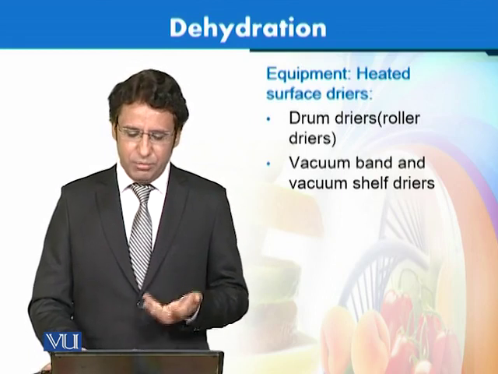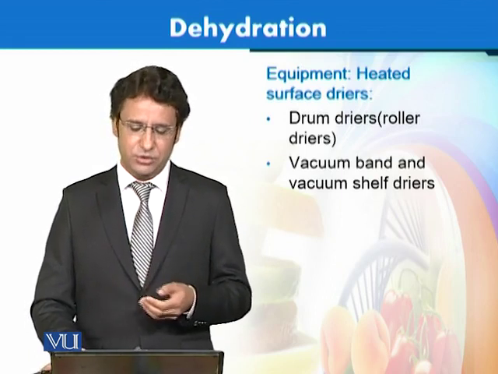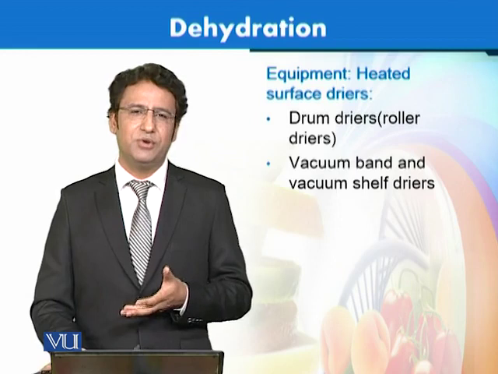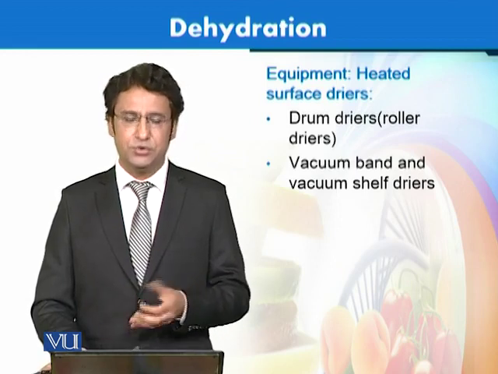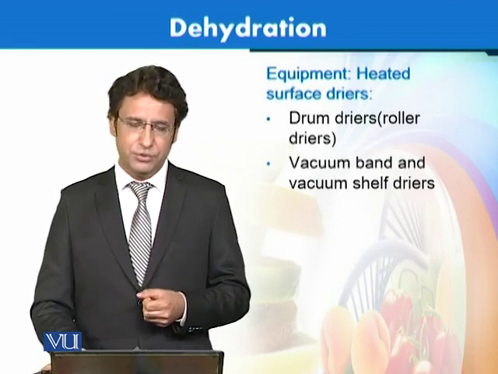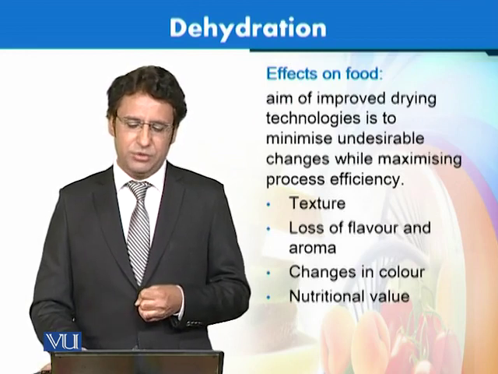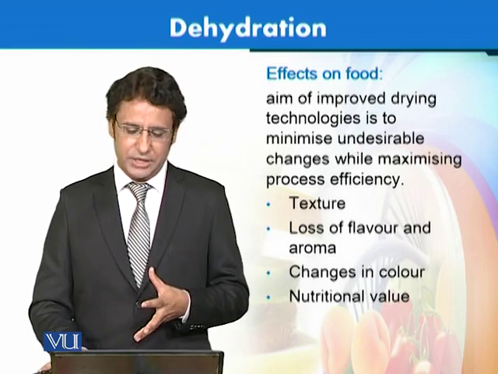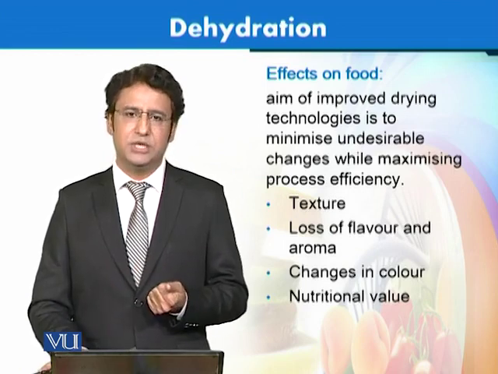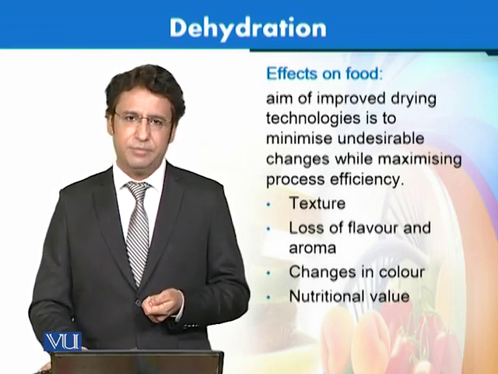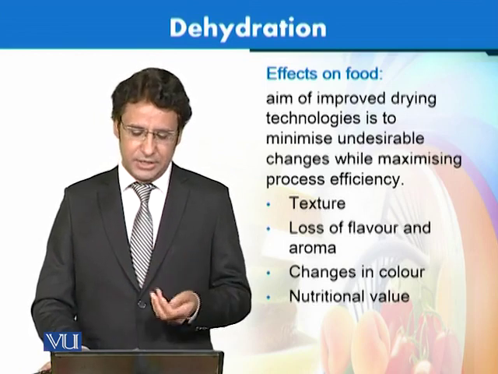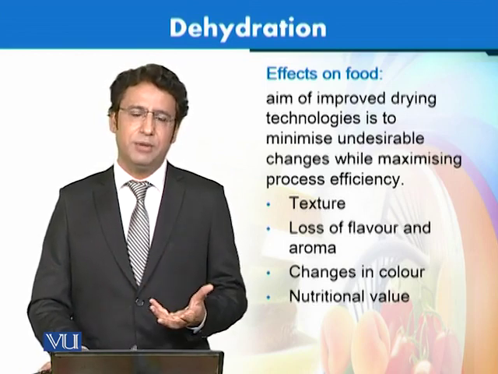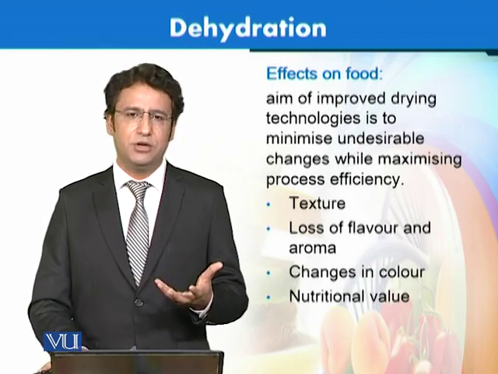We can have vacuum band and vacuum shelf dryers. So these are all different examples of different kinds of dryers which are used for dehydration of foods. If we talk about the effect of heat on the food by dehydration, it can affect many things, such as texture. It can change the texture drastically. The loss of flavor happens because it is a heating operation.